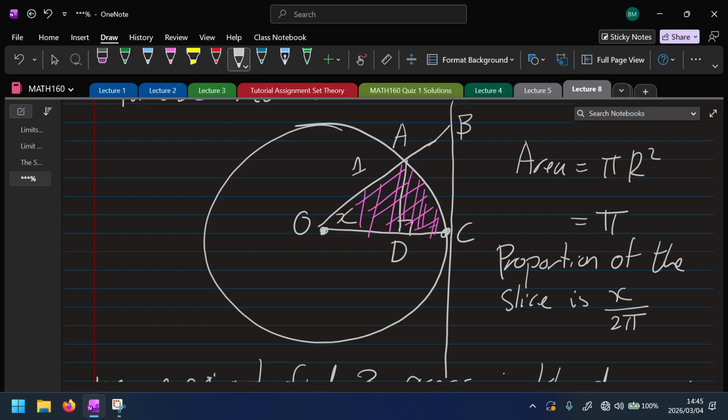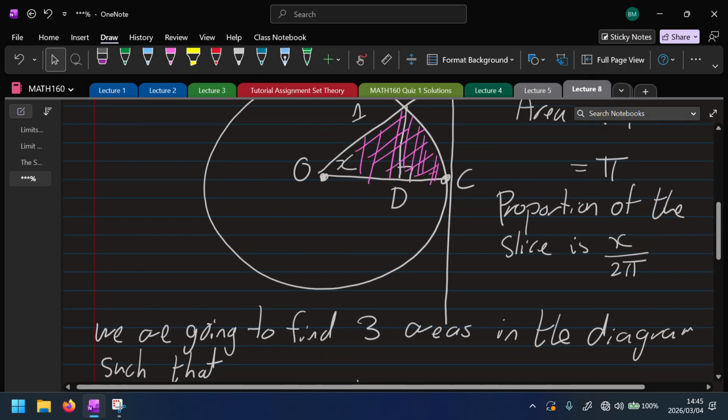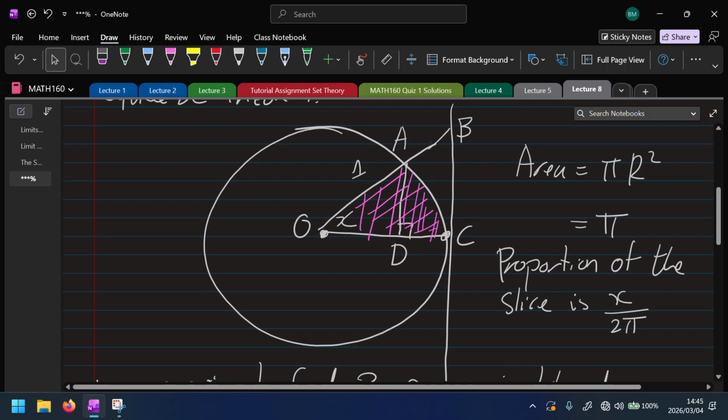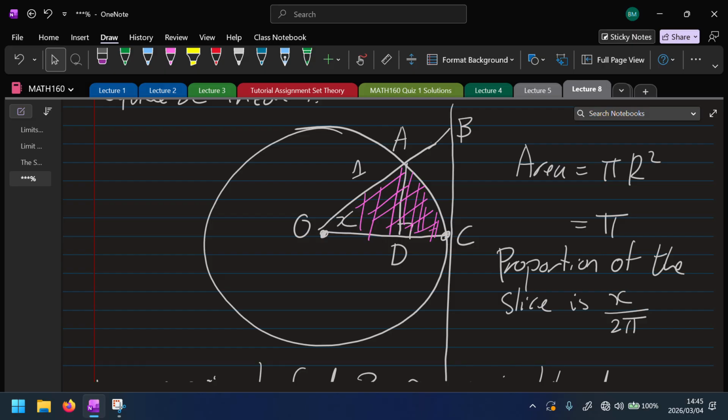So what is the area of the slice? It's the proportion of the full pizza, right? So the area of the full pizza is pi. You've got that there. The proportion of that slice is X over 2 pi. So what's the area of the slice? Half x. Very good. Okay, so the area of the pizza slice is x over 2. The proportion is x over 2 pi. You multiply it by the full area, which is pi. So the area of the slice is x over 2. Yeah.